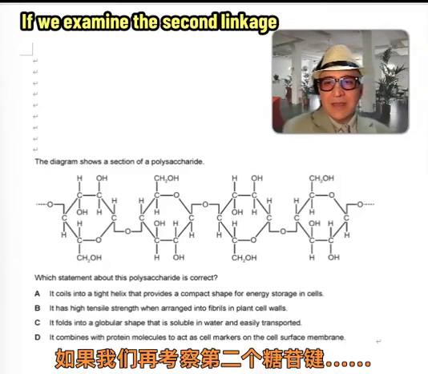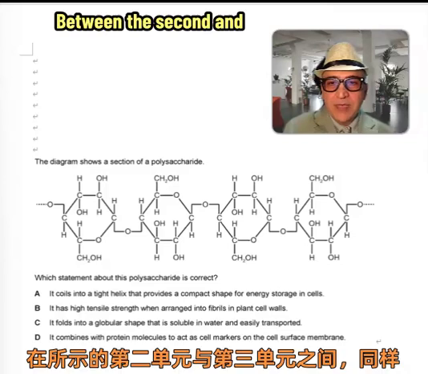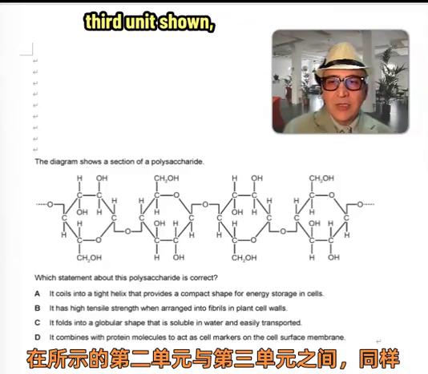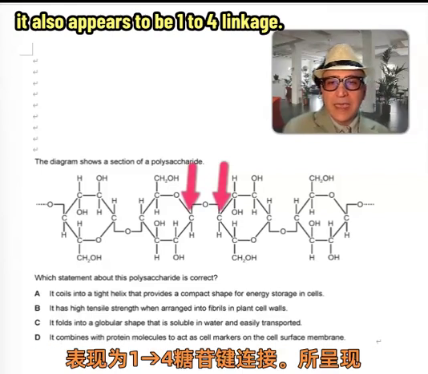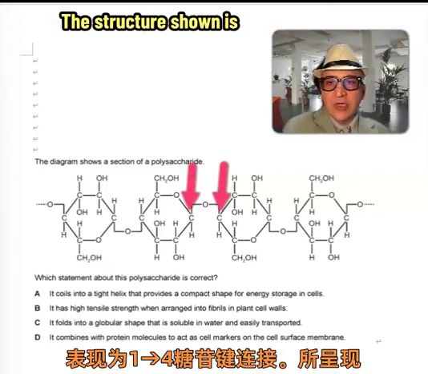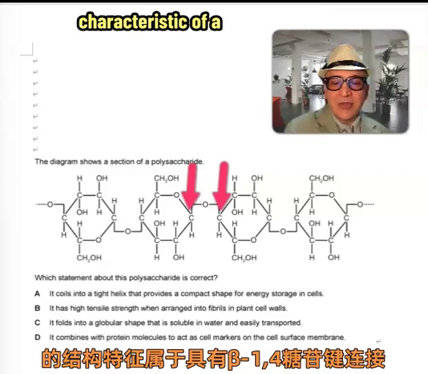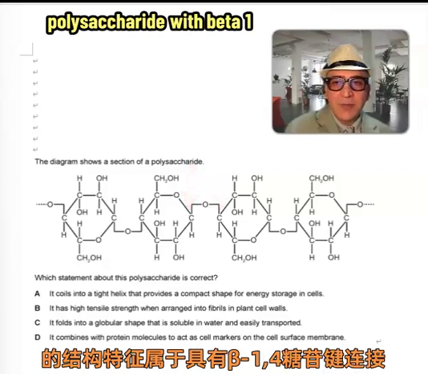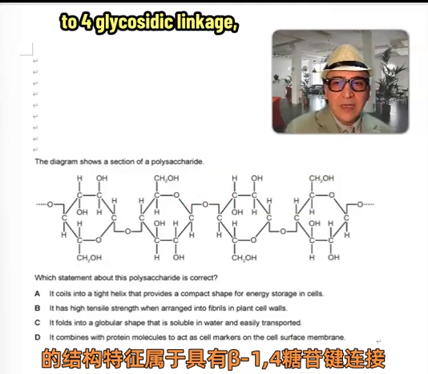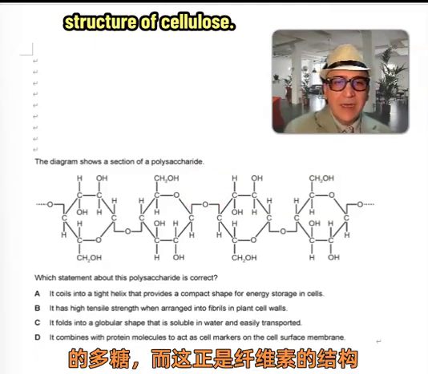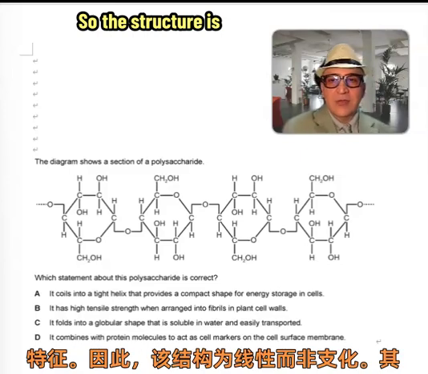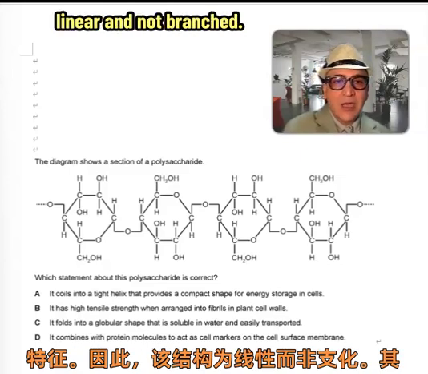If we examine the second linkage between the second and third unit shown, it also appears to be a 1-to-4 linkage. The structure shown is characteristic of a polysaccharide with beta 1-to-4 glycosidic linkage, which is the structure of cellulose. So the structure is linear and not branched.